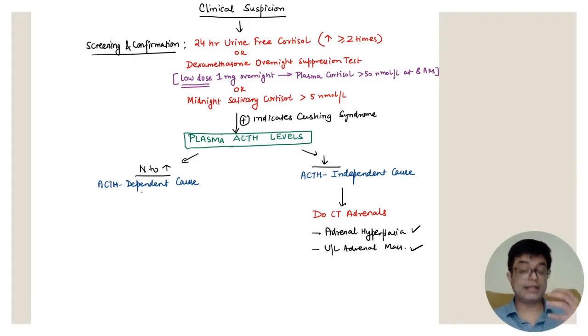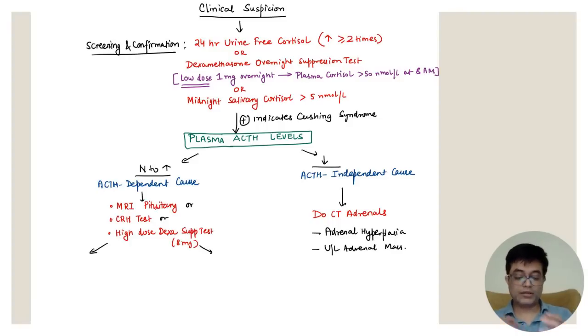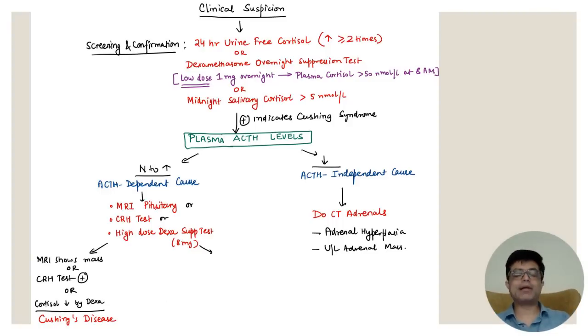On the other hand, if there is an ACTH dependent cause, you will do one out of these three tests, either MRI pituitary or CRH test. CRH is corticotropin releasing hormone, or you will do high dose dexamethasone suppression test. I told you the funda. For identification of cause, we do high dose dexamethasone suppression test, and the dose here will be 8 milligram. Now there will be two possibilities. If the MRI shows a pituitary tumor, or there is a positive CRH test, or cortisol is suppressed, it is decreased by giving high dose dexamethasone, the likely diagnosis in the patient is Cushing disease. That is, patient is having a pituitary tumor which is causing Cushing syndrome.